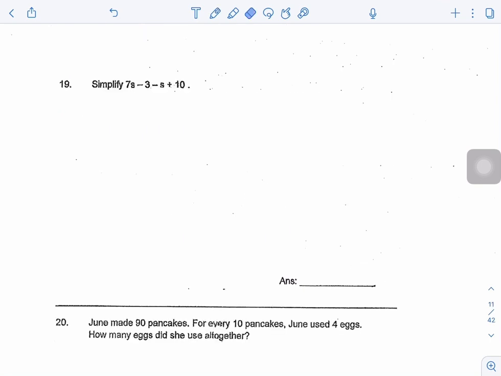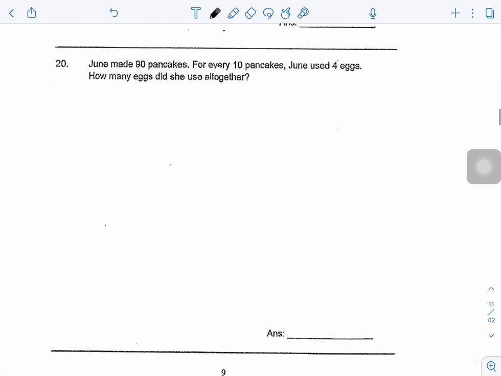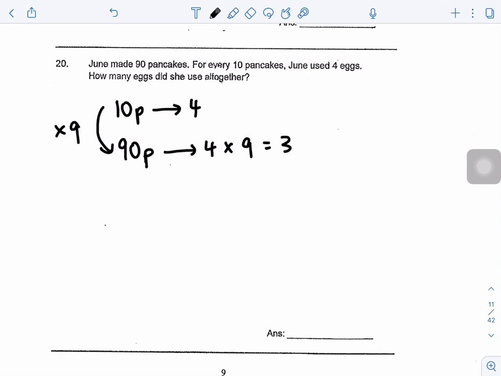Question 19, we are going to skip because it's an algebra question again. Question 20, June made 90 pancakes. For every 10 pancakes, June used 4 eggs. How many eggs did she use altogether? 10 pancakes, she uses 4 eggs. 90 pancakes. How many eggs will she use? Here to here times 9. 4 times 9, 36. She uses 36 eggs.